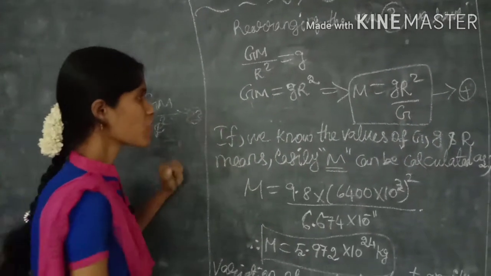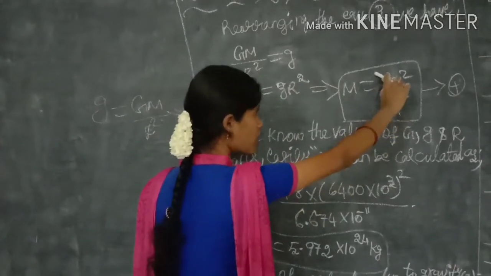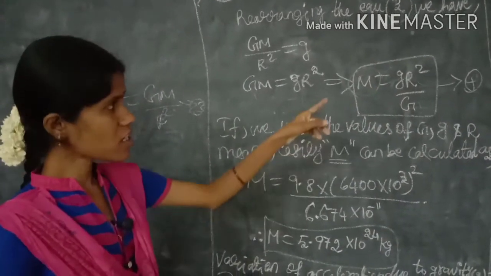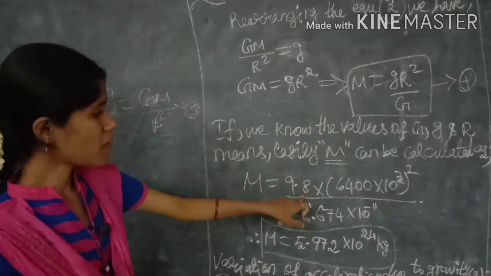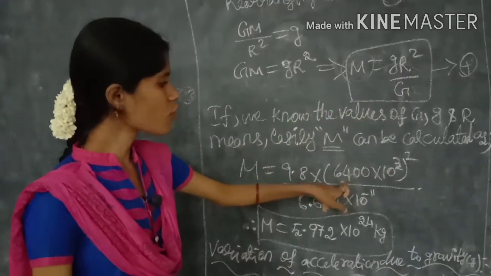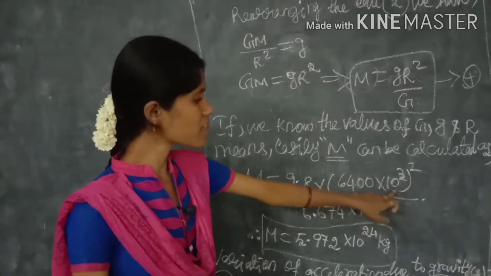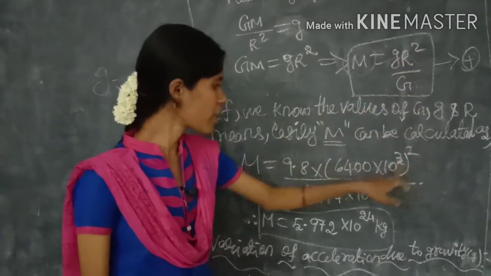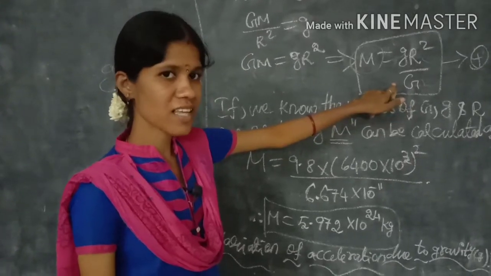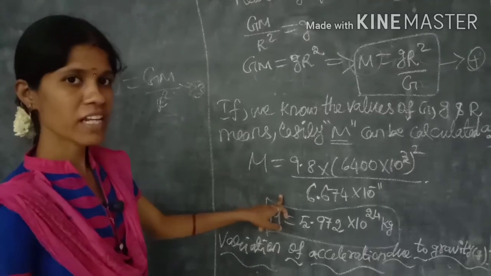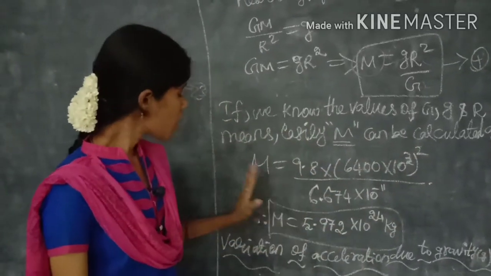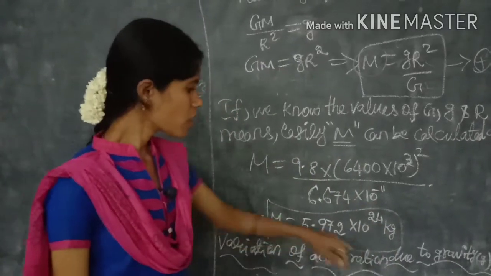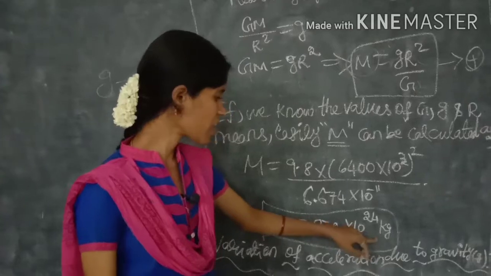To calculate the mass of the earth, if we know the value of small g, capital G and the radius of the earth, we can easily calculate it. The acceleration due to gravity, small g, is equal to 9.8 meter second power minus 2, and the radius of the earth is 6400 kilometer. The SI unit is meter, so we have to put 10 to the power of 3 instead of kilo, and square it, divided by the universal gravitation constant capital G, which is 6.674 into 10 to the power of minus 11. Putting these values, the mass of the earth is 5.972 into 10 to the power of 24 kilogram, because the SI unit of mass is kilogram.